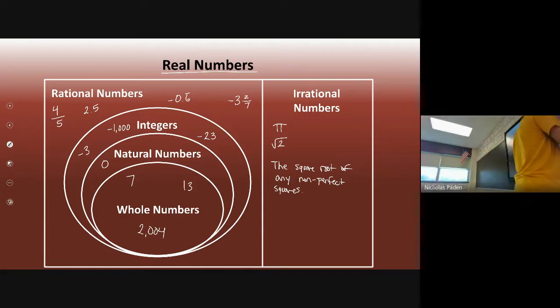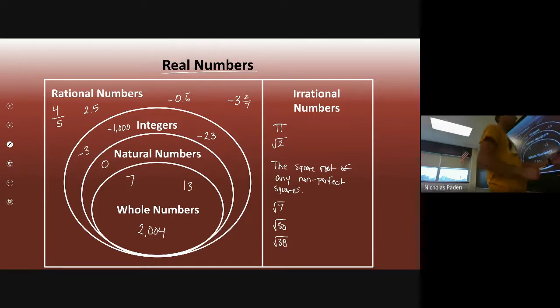And so a couple of examples. The square root of 7. We don't know what that is. That's an irrational number. The square root of 50. Or the square root of 38. Okay, those are 3 examples of square roots that are all going to be irrational.